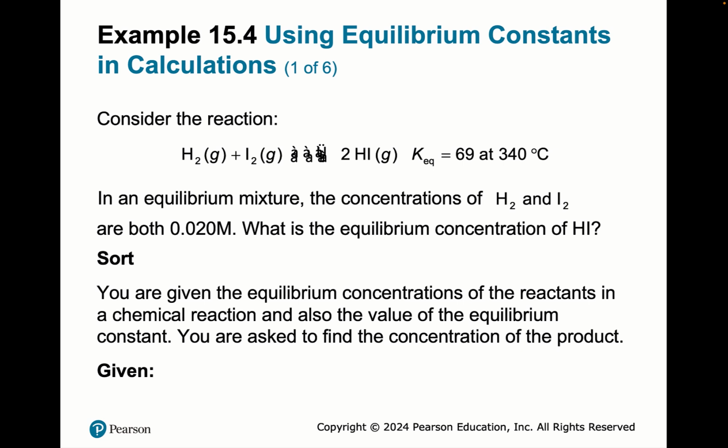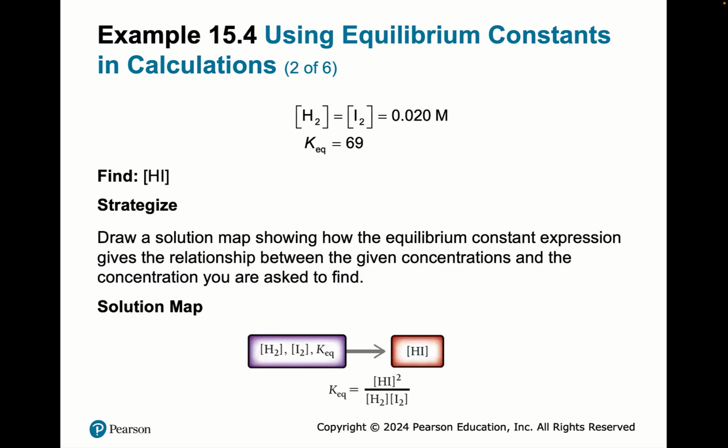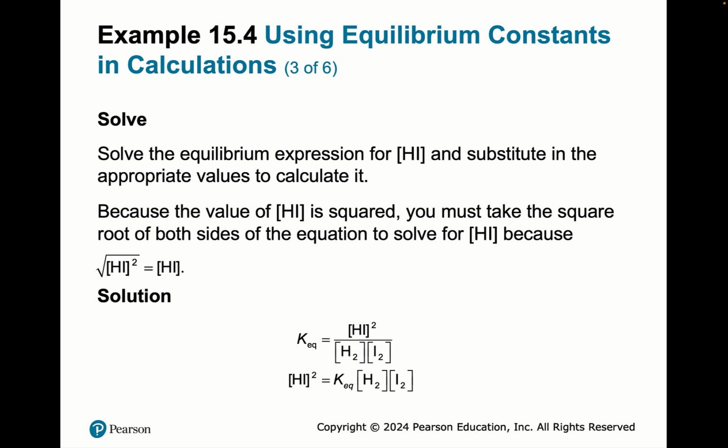So let's look at this reaction. Hydrogen plus iodine in equilibrium with 2 hydrogen iodides. The equilibrium constant is 69 at the specific temperature. We find that the concentrations at equilibrium of hydrogen and iodine are both 0.2 molar. What is the equilibrium concentration of hydrogen iodide? So again, we're going to have one equation, one unknown. We're given the equilibrium constant, but we're not given the equation. So you can write out the equation.